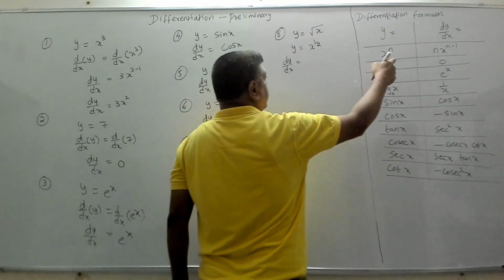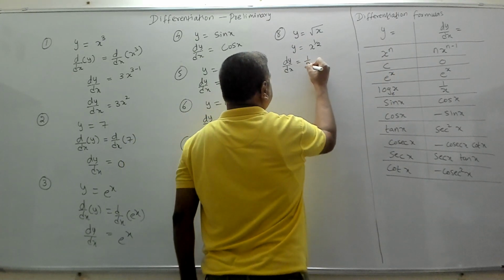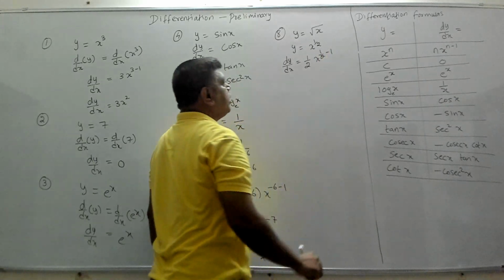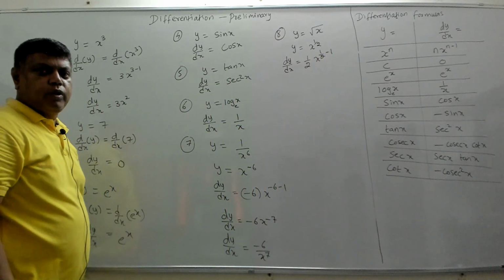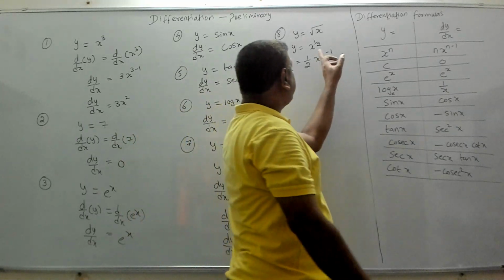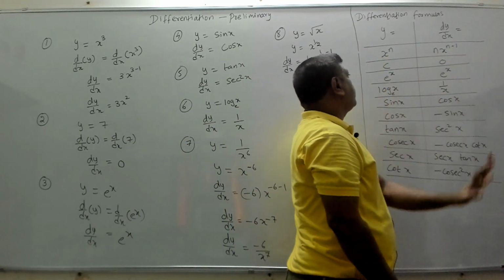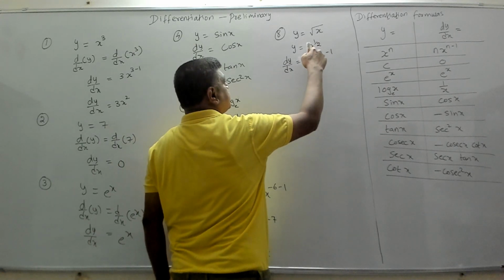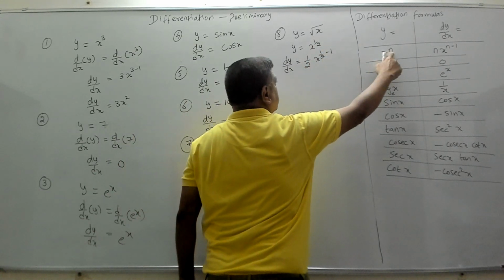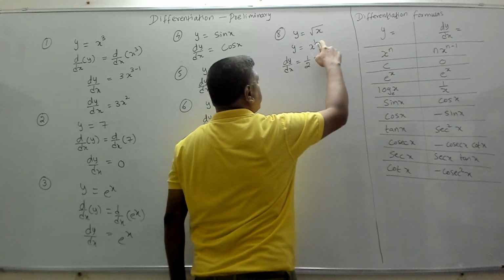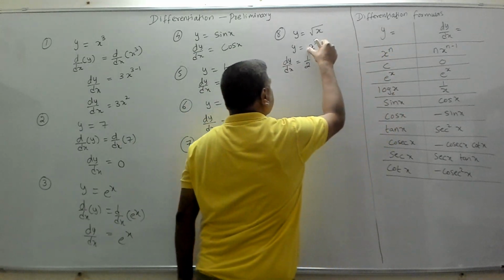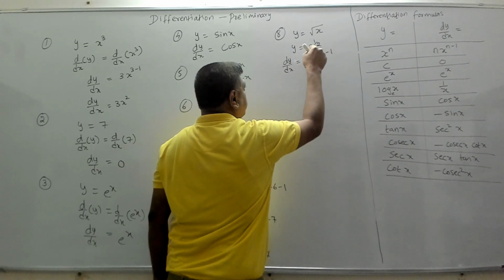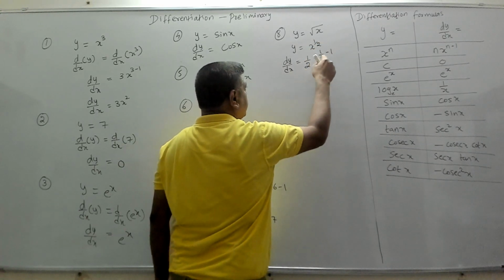So that will be n x power n minus 1. So 1 by 2 x power n minus 1. Your n is 1 by 2. So 1 by 2 x power 1 by 2 minus 1. Right? N x power n minus 1, n is 1 by 2, because this is x power n. And n here is, if you compare, 1 by 2. So the differentiation of x power 1 by 2 is 1 by 2 x power 1 by 2 minus 1. That means x power n equal to n x power n minus 1.